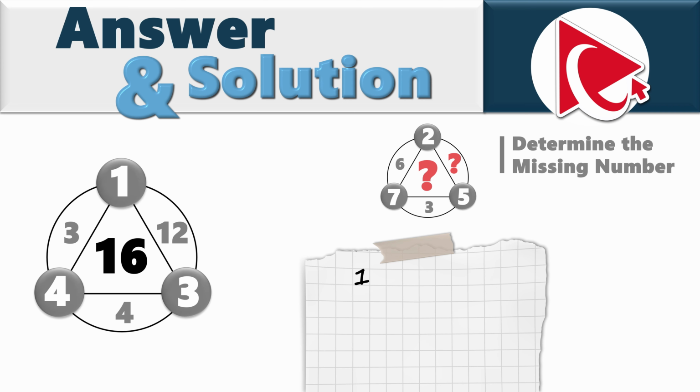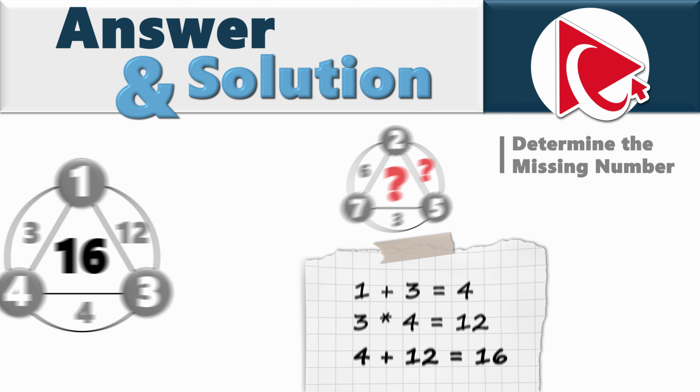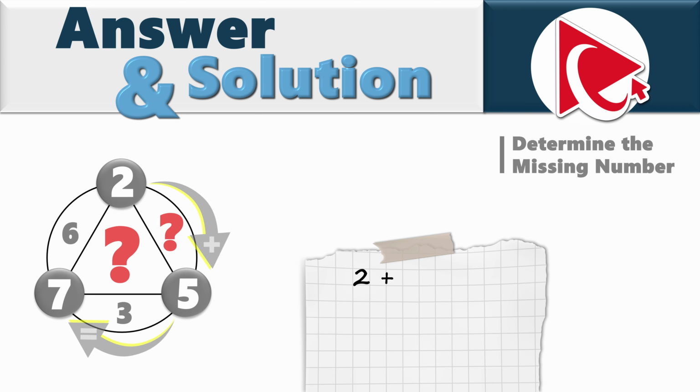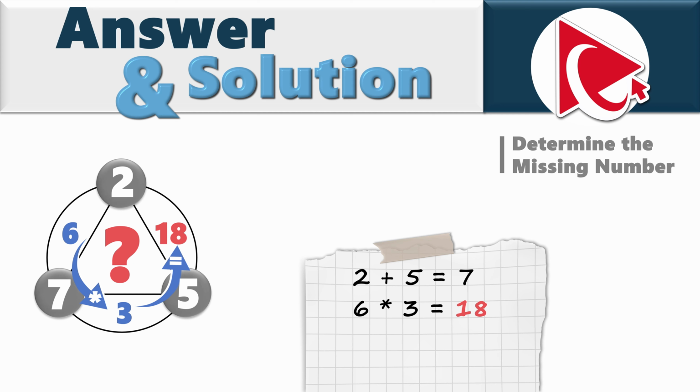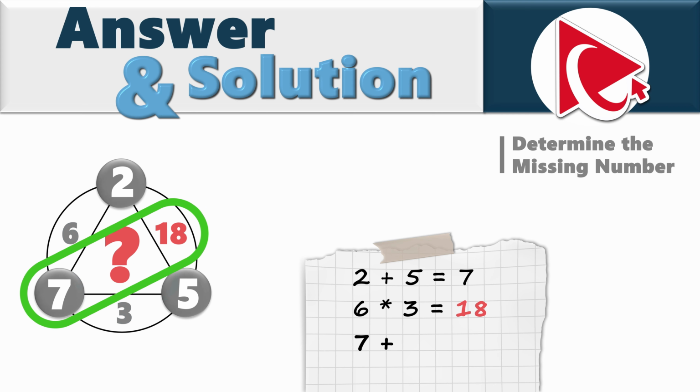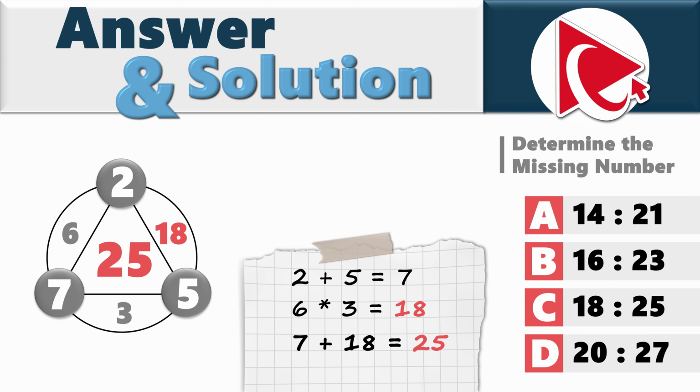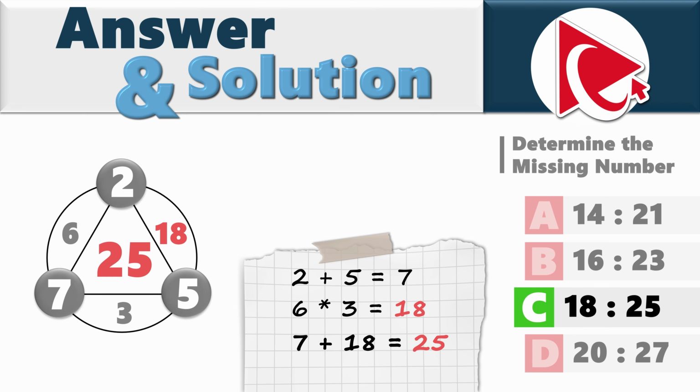Make sure you verify the pattern in the middle shape, but I am going to switch to the third shape, which has 2 numbers missing. 2 plus 5 equals 7. These are the calculations in small circles. 6 multiplied by 3 equals 18. These are the calculations inside the large circle. And 7 plus 18 equals 25. So the correct answer here is choice C, numbers 18 and 25.